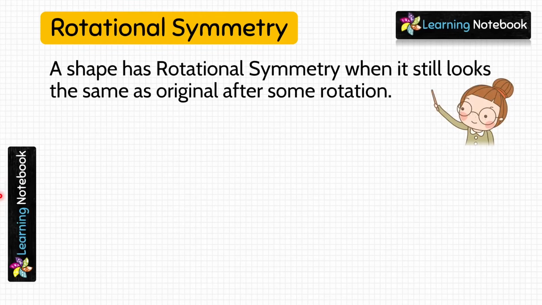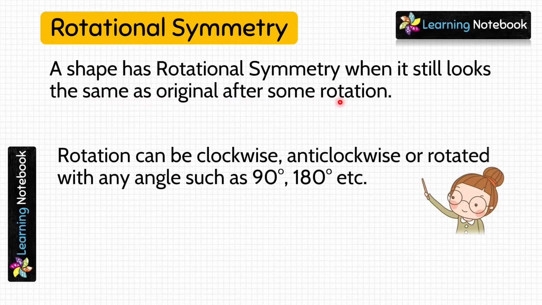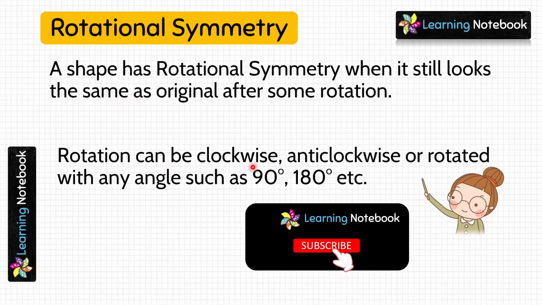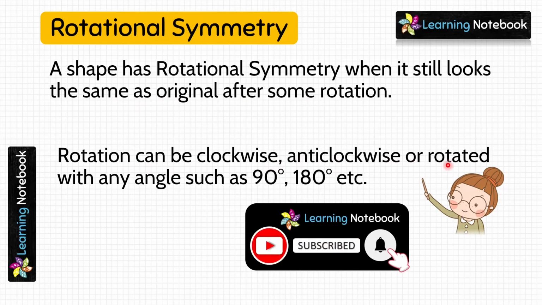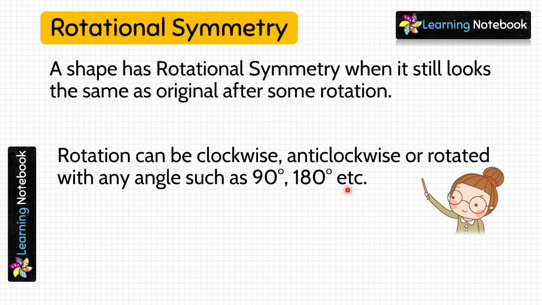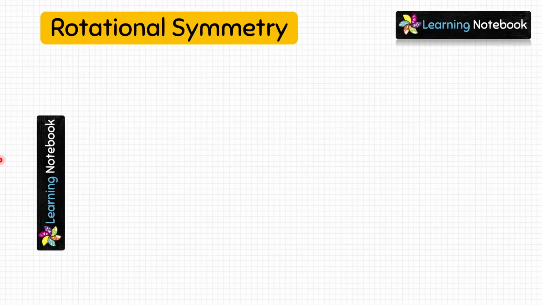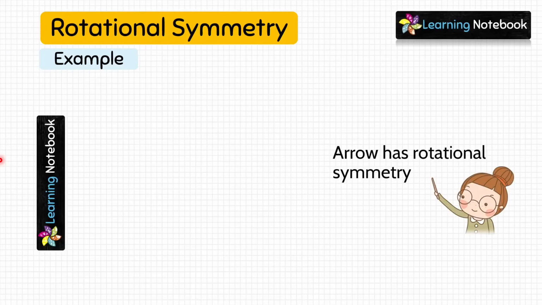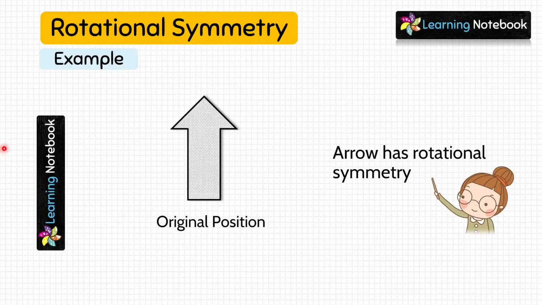A shape has rotational symmetry when it still looks the same as original after some rotation. And rotation can be clockwise, anti-clockwise, or rotated with any angle such as 90 degrees, 180 degrees, etc. Let's see some examples. In first example, this arrow has rotational symmetry. Let's see how. Students, take a look here.